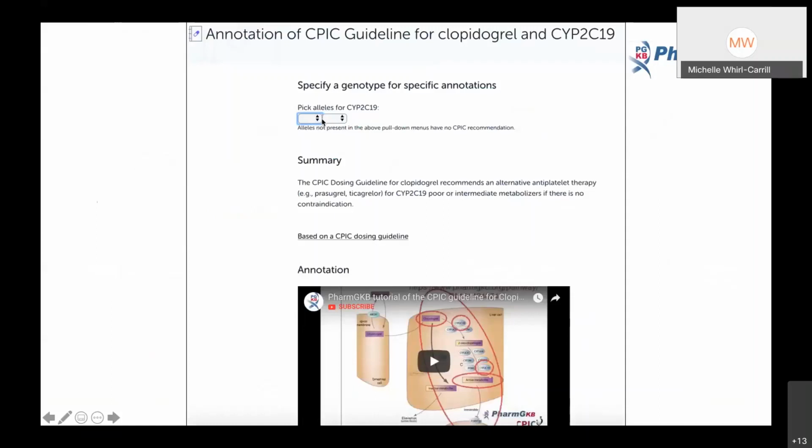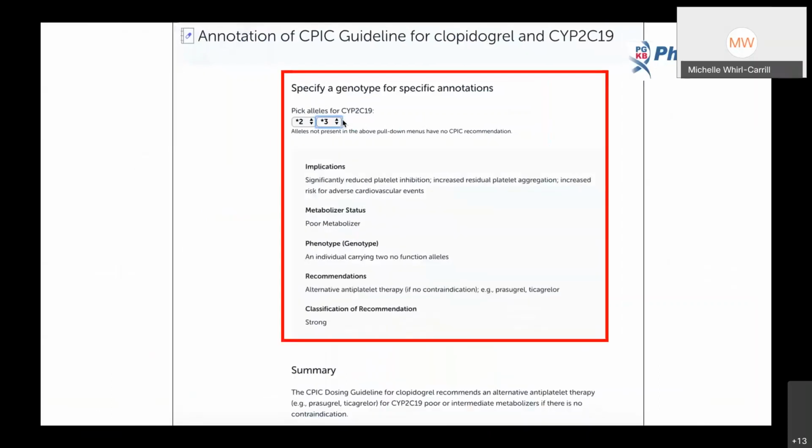Like if you wanted to see what's the recommendation for a particular diplotype, we try to do all those calculations for you on the back end. So all those tables I showed you with the function and the mapping to the diplotype, that's on the back end there. If you pull something down, you can see the implications. Here's all the information from table 2 in that guideline that I showed you from CPIC.